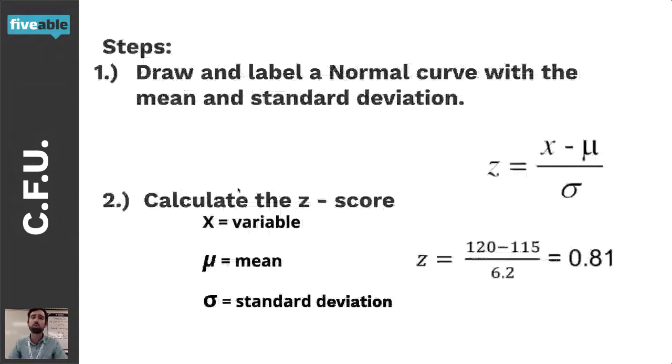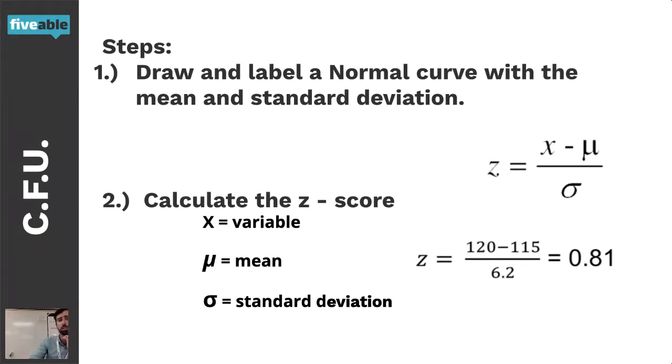So first thing we want to do is draw and label a normal curve. If I had paper and pen, I would draw and label. I guess I could do it right here. Let's give it a shot. So we're taking our normal curve, we're drawing it. We have an average of 115 with a standard deviation of 6.2. And then, looks like you can't see it too bad, I would draw a line at 120 and shade everything below it because I'm trying to find that or below.